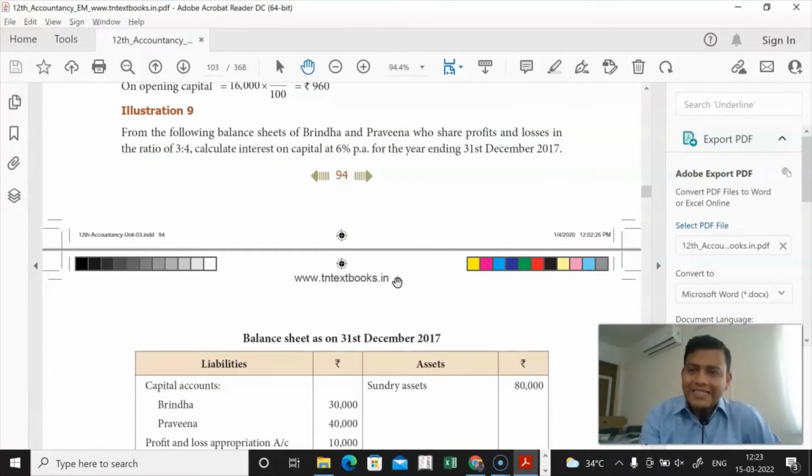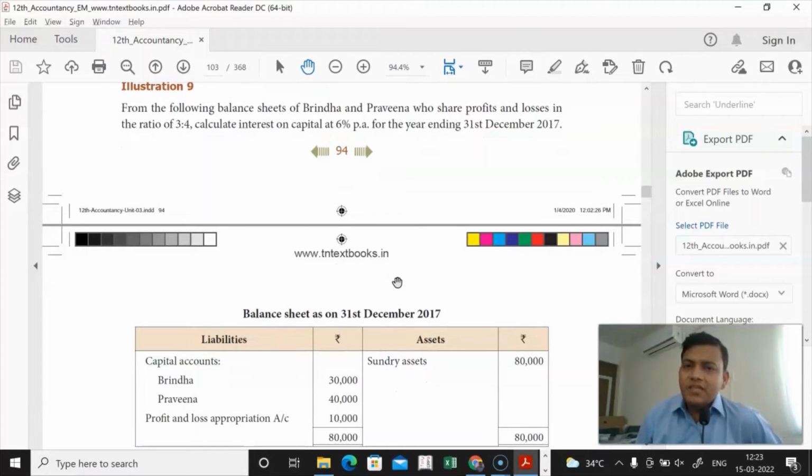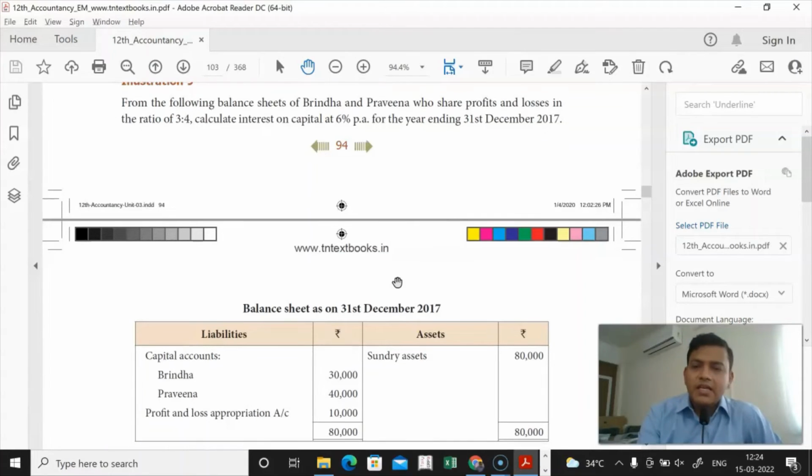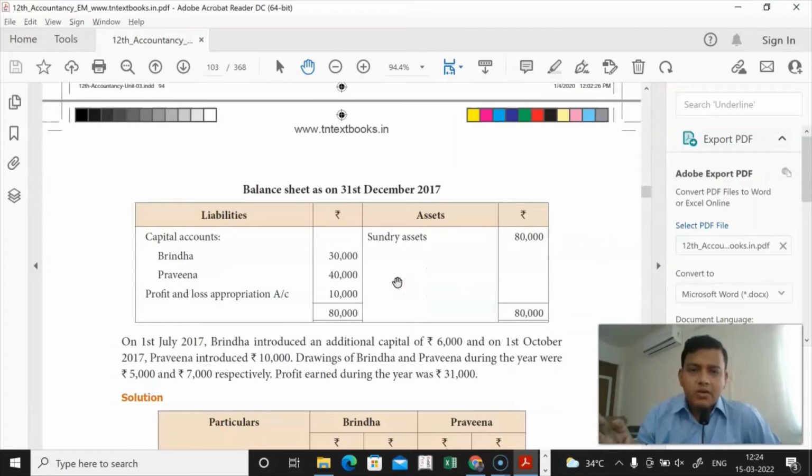We'll go to the 9th illustration. From the following balance sheet of Brinda and Praveena, who share profits and losses in the ratio 3:4, calculate interest on capital at 6%. What have they asked here? Brinda's closing capital account is there, Praveena's is there, a P&L appropriation of 10,000 is there, and sundry assets are there. Now, what is this P&L appropriation? Here also, a profit has been earmarked. So on 1st July 2017, Brinda introduced additional capital of 6,000, and on 1st October, Praveena introduced 10,000.